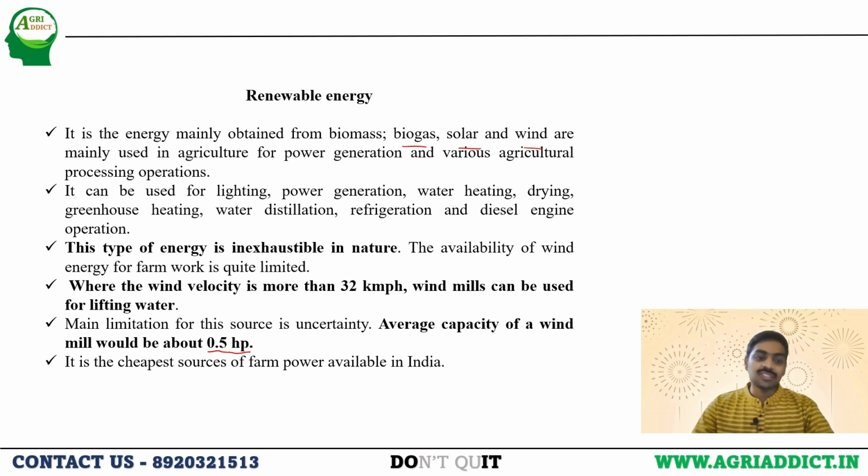Okay, but the thing is, the wind speed that we are getting is very important. In order to lift the water, the minimum wind velocity should be more than 32 km per hour. This is the minimum, more than 32 km per hour. And the average capacity of the windmill should be about 0.5 HP. This you should make a note. It will be asked in exams. What is the average capacity of the windmill? Minimum how much? It is 0.5 HP. And in general, it is the cheapest source available in India.